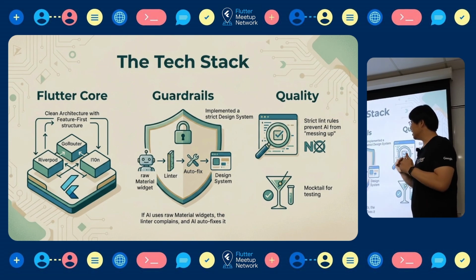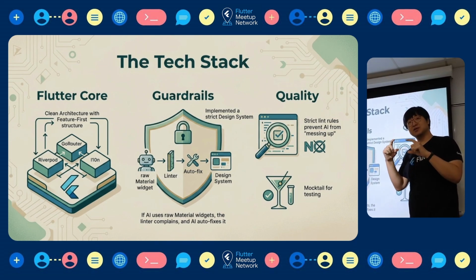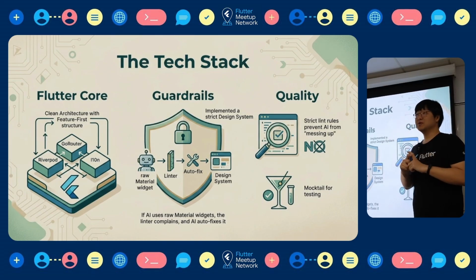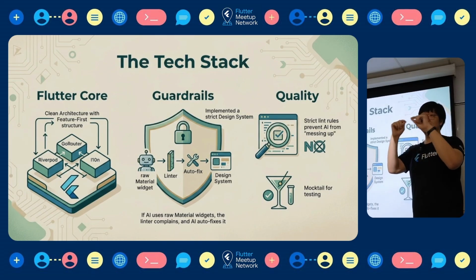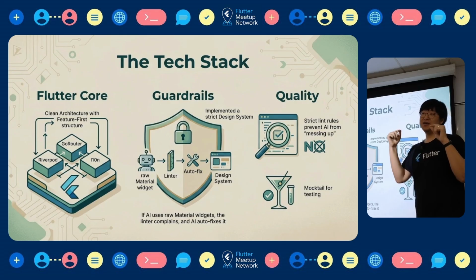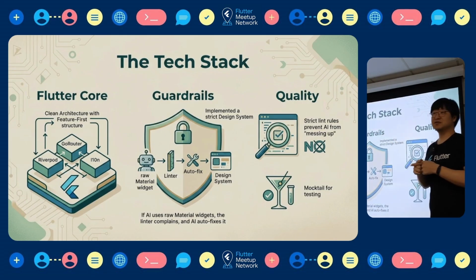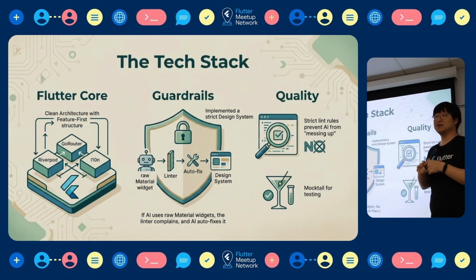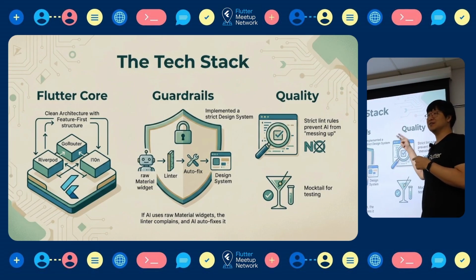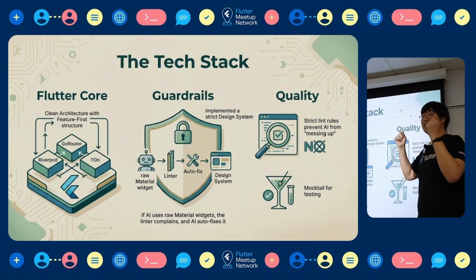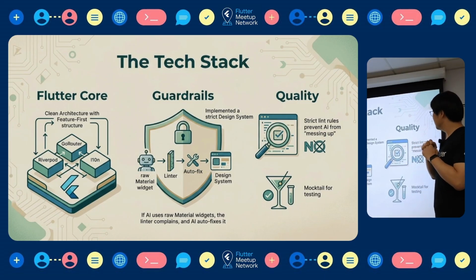So what I did, I created a custom lint rule using the custom_lint library. The lint is going to complain. Let's say AI used a Material widget in the presentation layer, then the lint is going to complain: you shouldn't use this, you have to use a design component. Then AI knows and will fix it. So that was the guardrail I put.